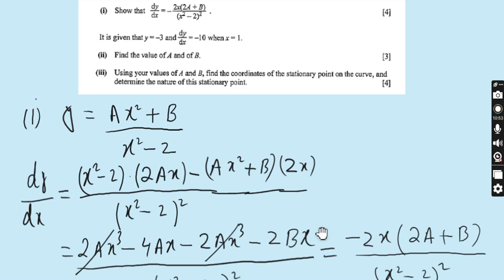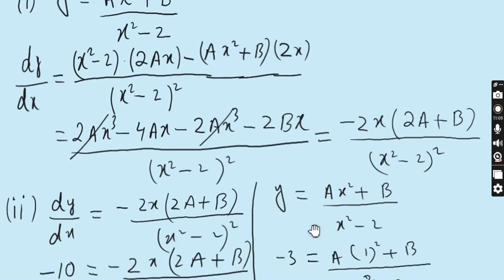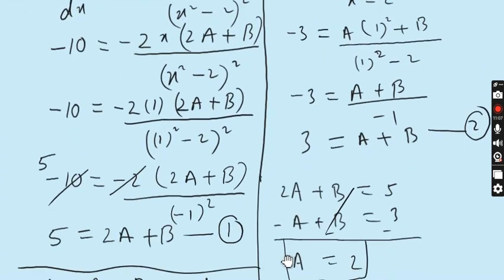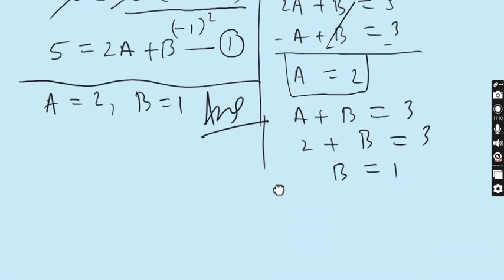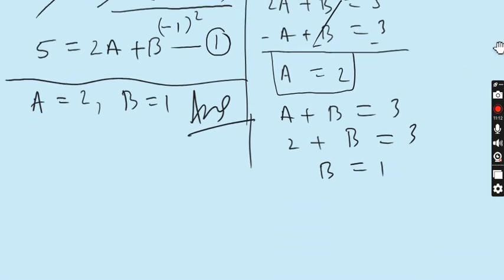Using your values of a and b, find the coordinates of the stationary point on the curve and determine the nature of this stationary point. Very easy. This is part 3. First we have to find the stationary point.